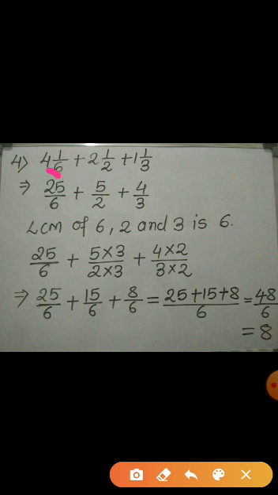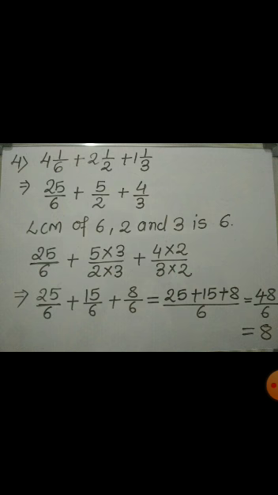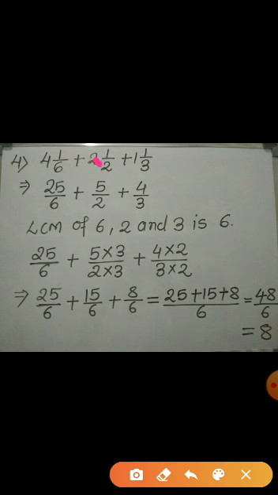4 into 6, 24, and 24 plus 1, 25. So the improper fraction is 25 by 6. In the second, 2 2s are 4 and 4 plus 1, 5. So the improper fraction is 5 by 2. And in the third, 1 into 3, 3 and 3 plus 1, 4. So the improper fraction is 4 by 3.